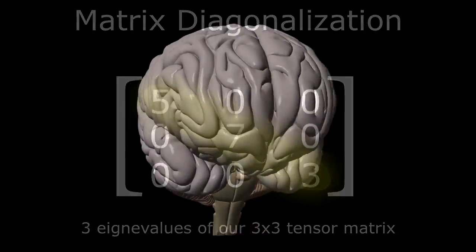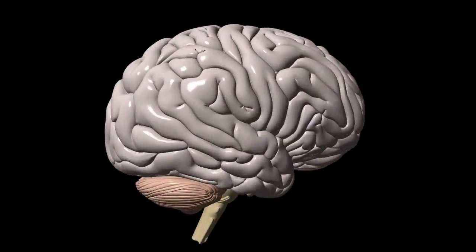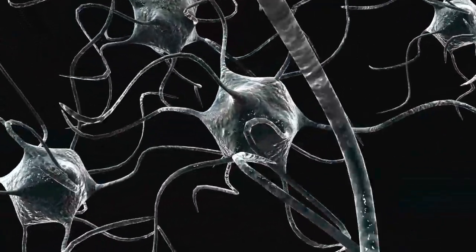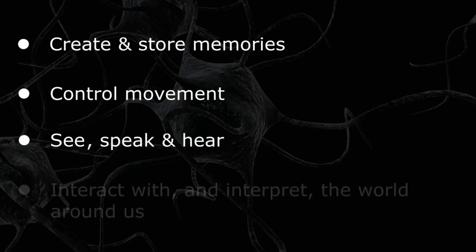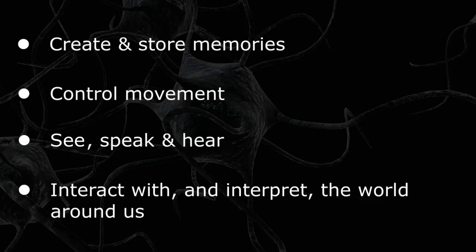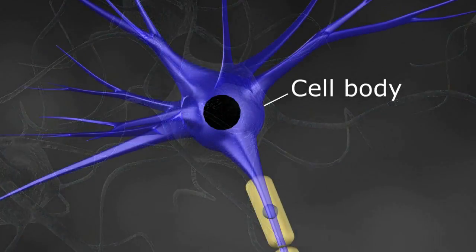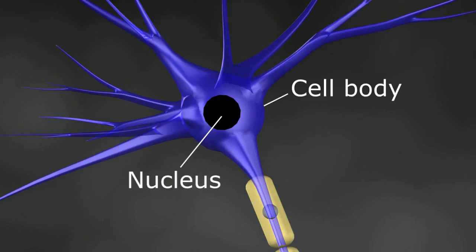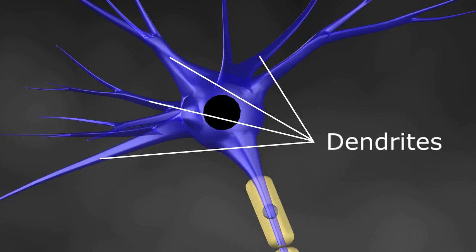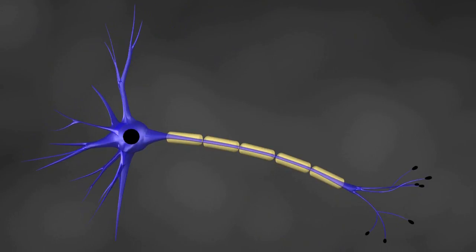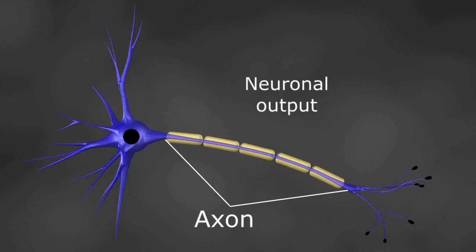Okay, enough math. Let's go back and look at molecular diffusion in our brains. Our brains are made up of trillions of individual brain cells or neurons that communicate with one another to create and store memories, control movement, allow us to see, speak, hear, and basically interact with and interpret the world around us. Each individual neuron has a cell body that contains the nucleus and all the cellular organelles that keep the cell alive. The multiple dendrites directly off the body are short extensions that receive signal input from other neurons, and a single large extension off the body is called the axon, which carries the neuronal output.